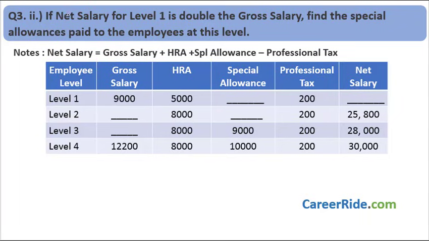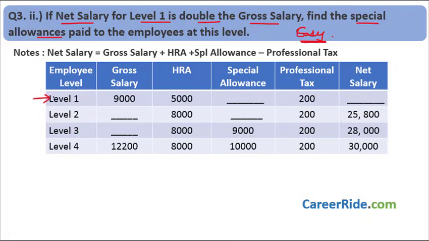Okay, now let's read the second part of the question. If net salary for level 1 is double the gross salary, find the special allowances paid to the employees at this level. See, I won't call this question easy. I would call this even easier than the first one, because all that you have to do is simple addition and subtractions, nothing else. We are talking about the level 1 employees. That is the first thing we have to know.